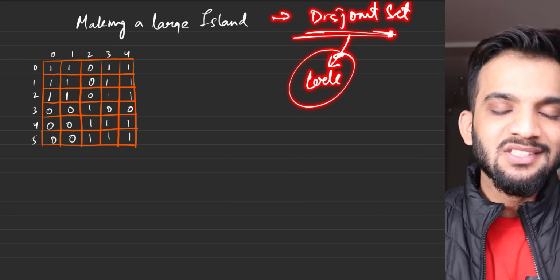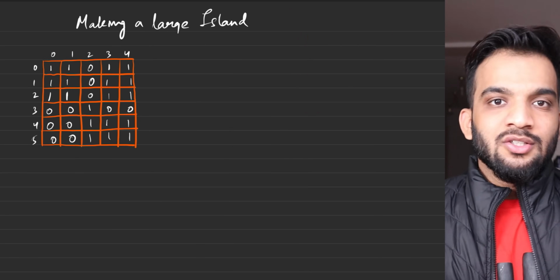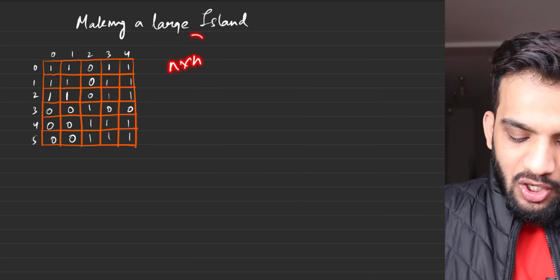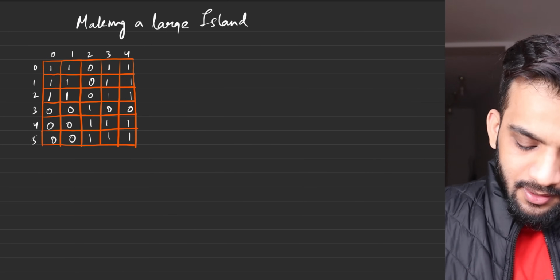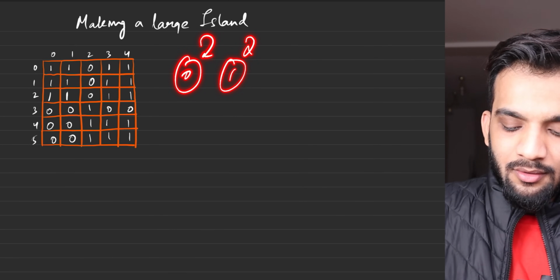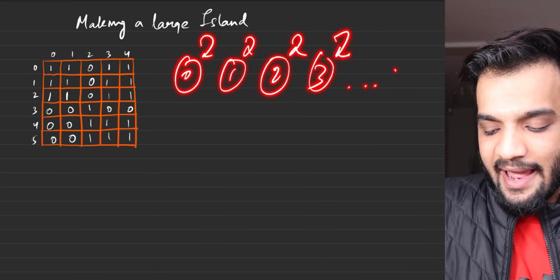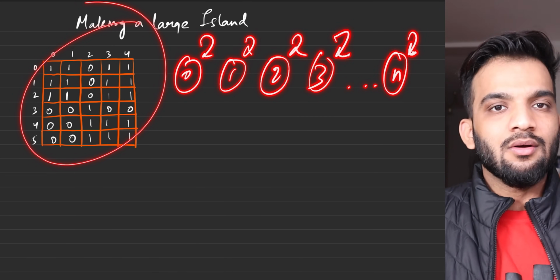So go back and watch it just in case you haven't seen my video of the disjoint set data structure. Okay. So we know one thing. This is an n cross n matrix. And how does a disjoint set data structure look like? It has a node 0, it has a node 1, node 3, node n, and everyone is a parent to himself.